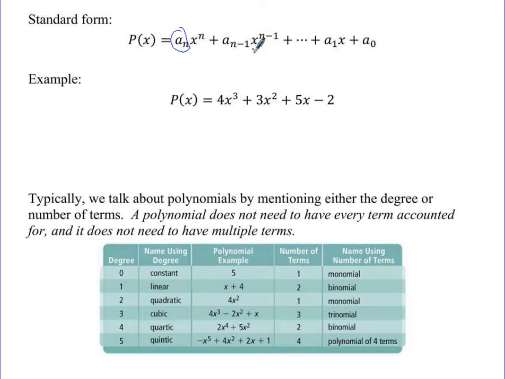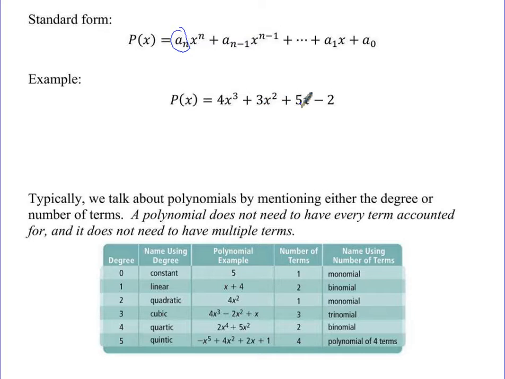For example, p of x equals 4x to the third plus 3x squared plus 5x minus 2. Notice that I have an exponent of 3, an exponent of 2, an exponent of 1, and then technically an exponent of 0. X to the 0 here, okay? Now, x to the n here would be x to the third. A sub n would be that 4 sitting right there. A sub n minus 1 goes with the x to the n minus 1. N was 3 to begin with, so now we're at 2. So a sub 2 equals 3.